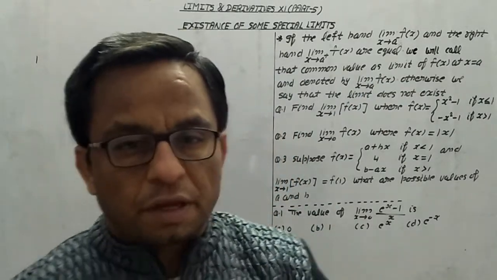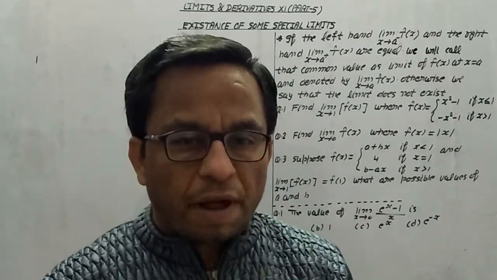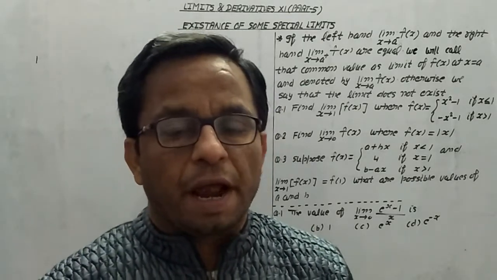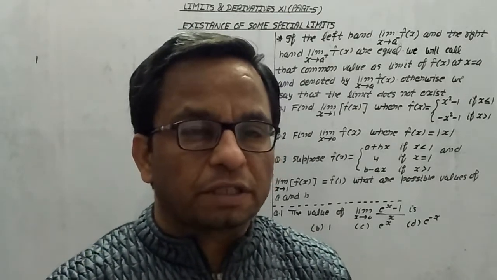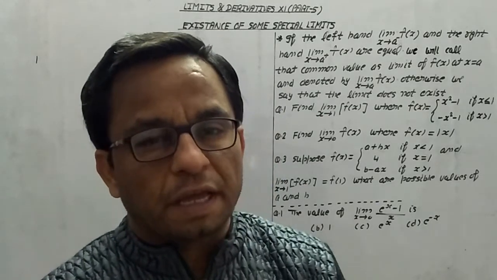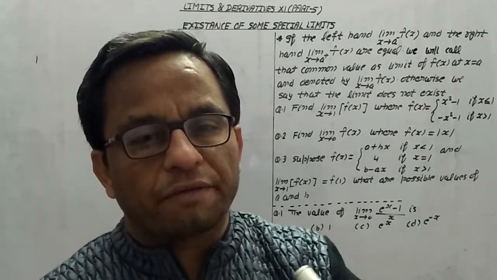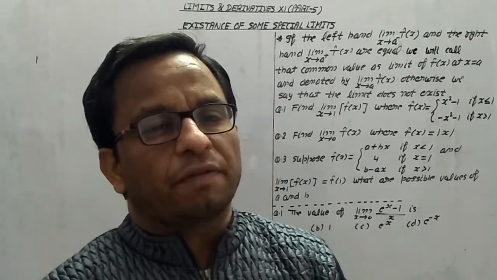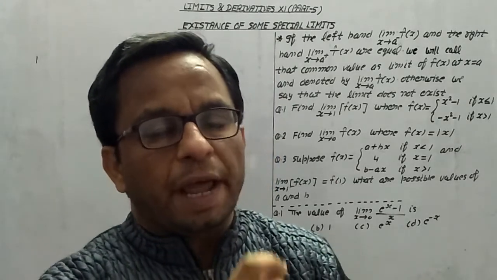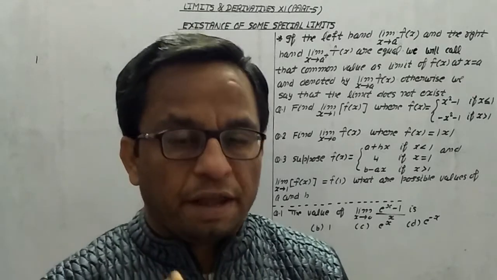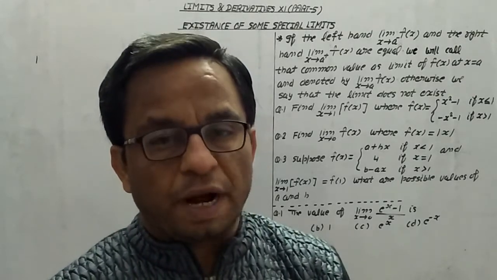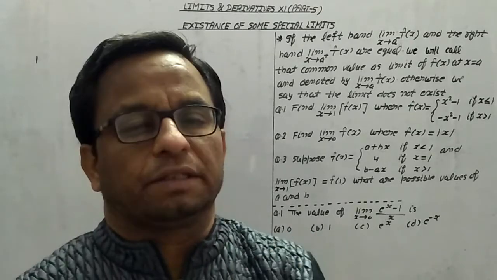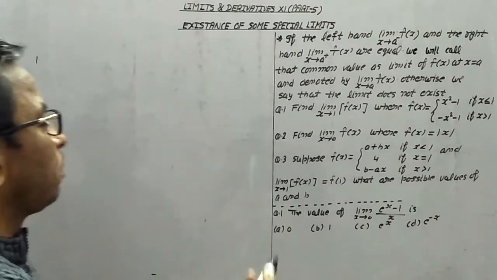In other words, if we observe that the left hand limit of a function and the right hand limit of the function are equal, then we will say that the limit x tends to a f(x) exists, and whatever value is coming, that is the value of the limit. And if the left hand limit is not equal to the right hand limit, then we will say that the limit does not exist.